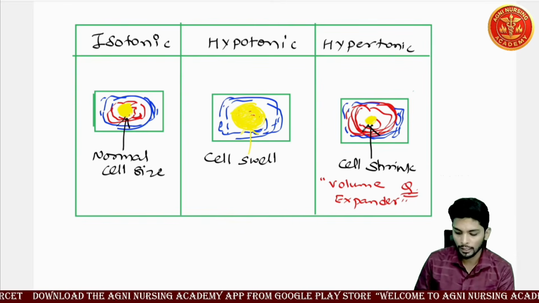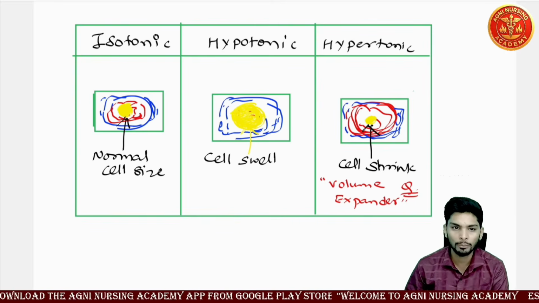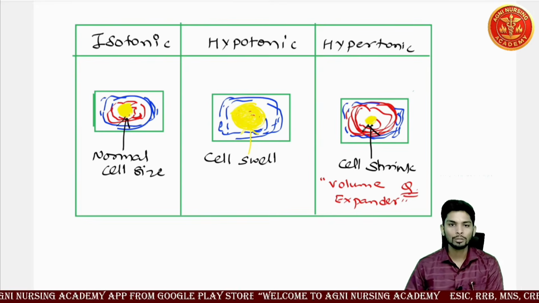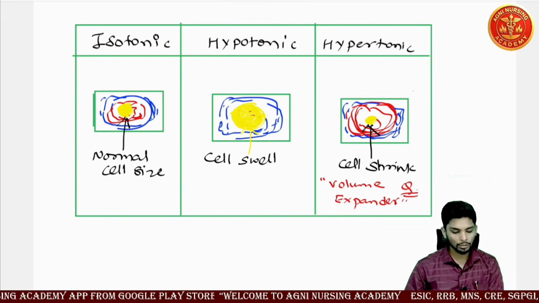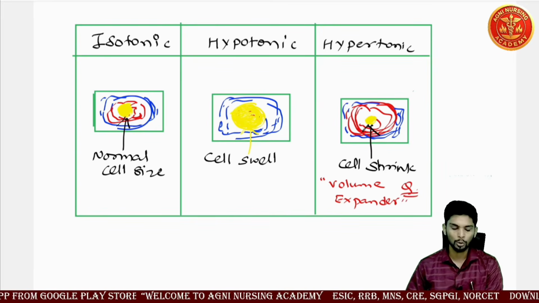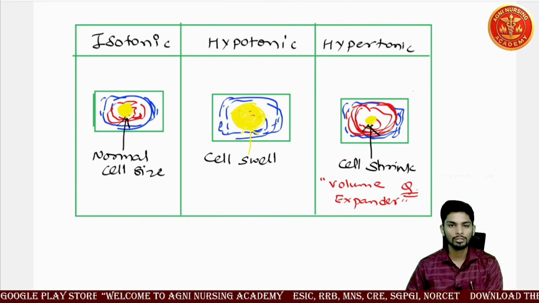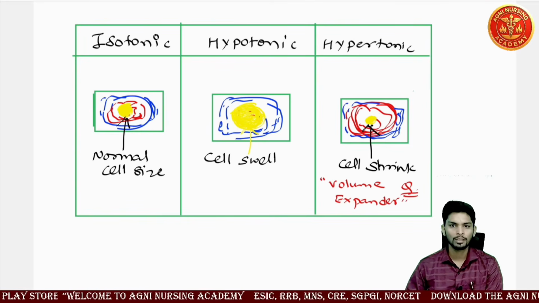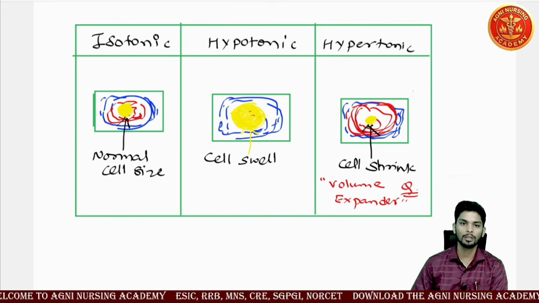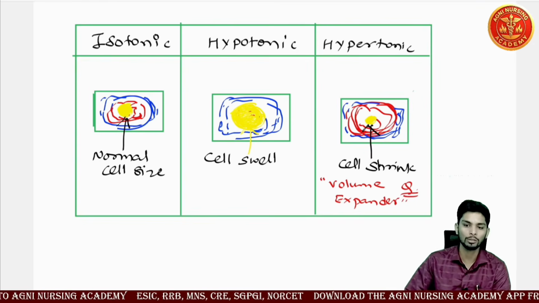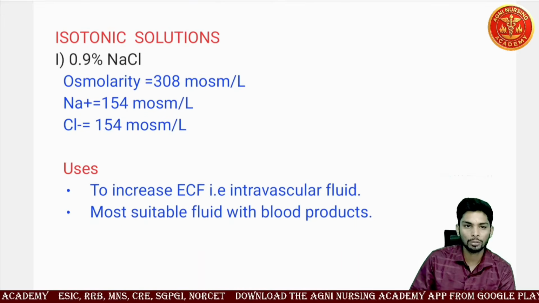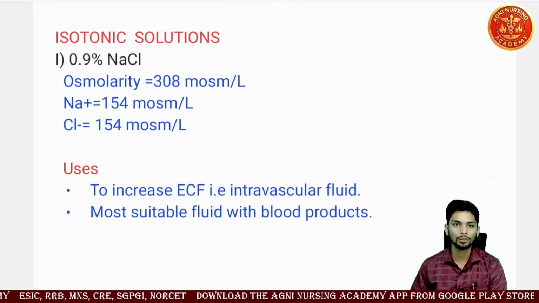Examples we already learned here. Isotonic solution contains 0.9% normal saline, ringer lactate. In hypotonic solution, examples include half NS, that is 0.45% NS, 0.33% NS, 2.5% dextrose. In hypertonic solution, examples are 3% NS, 5% NS, dextrose 50%, 10% dextrose. These all are examples of isotonic, hypotonic, and hypertonic solution. Okay. One by one, we will discuss these solutions. First of all, we'll start with isotonic solutions.